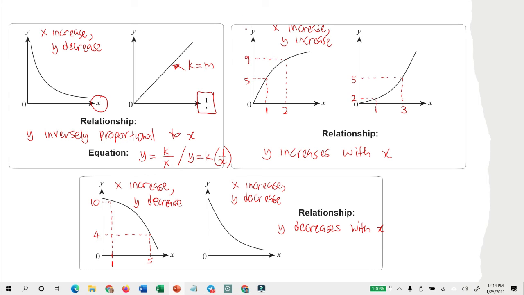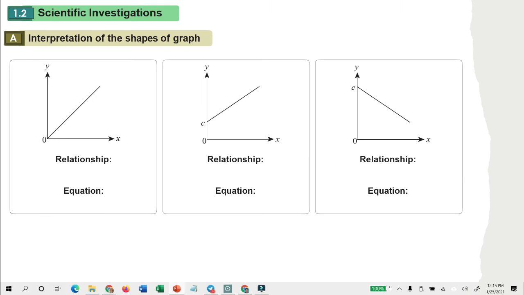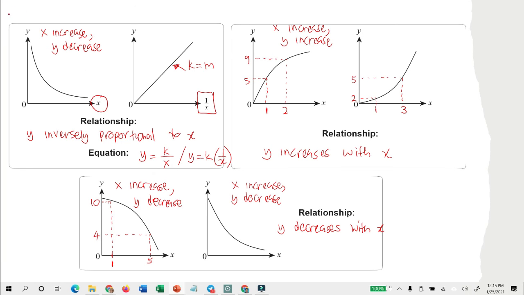So for the last three graphs, this is going to be number 4, number 5, and number 6. For number 5 and 6 you don't need to worry about the equation, because graphs number 1 until 4 involve straight lines, or can be represented using a straight line, even though an inversely proportional graph is originally a curve, but it can be converted into a straight line.